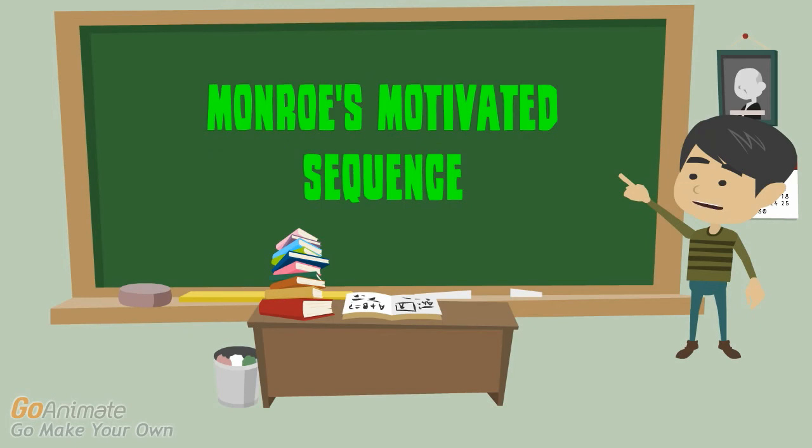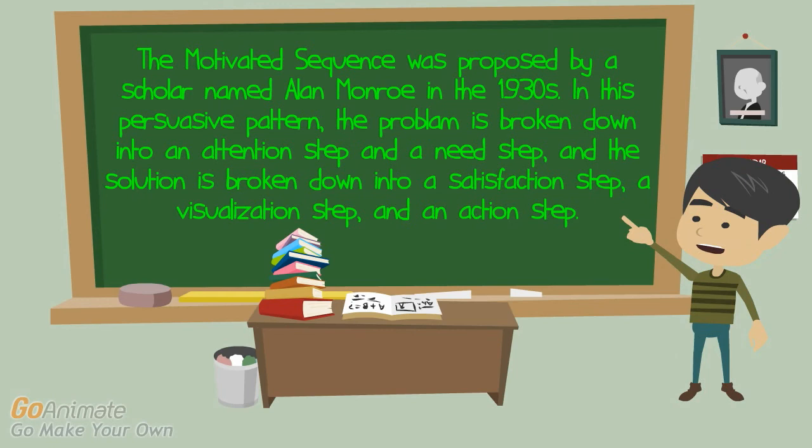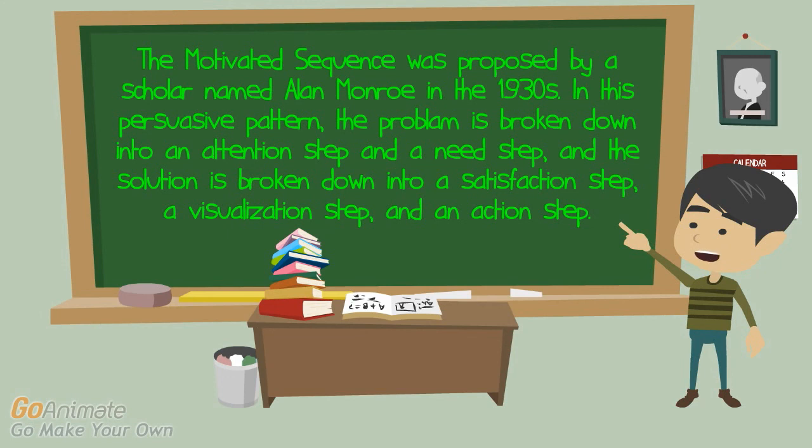And now the last one, Monroe's motivation sequence. It was introduced by a scholar named Alan Monroe in the 1930s. In this pattern, the problem is broken down into two steps, an attention step and a need step. And the solution is broken down into three steps, a satisfaction step, a visualization step, and an action step.